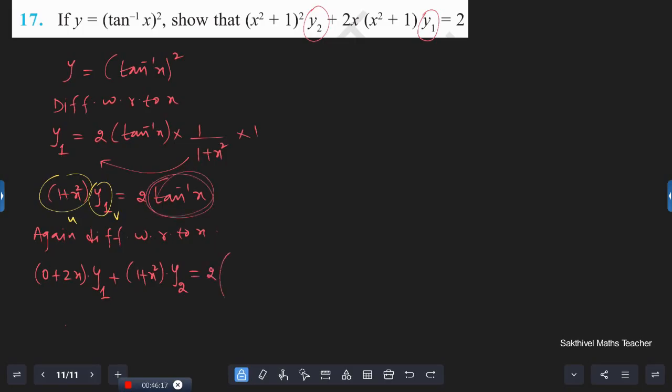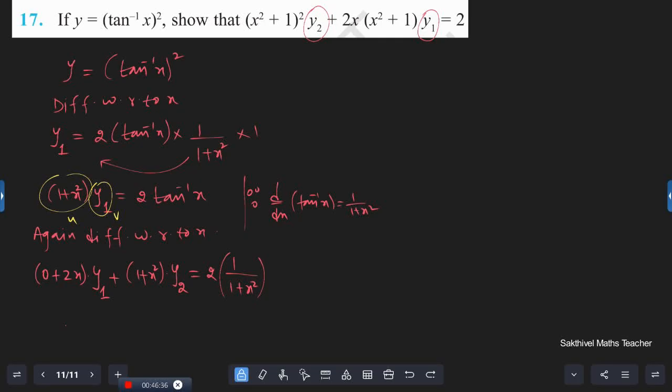Tan inverse of x derivative, what is it? 1 divided by 1 plus x square. The derivative of tan inverse of x is equal to 1 divided by 1 plus x square. If you want to write, you write it here.